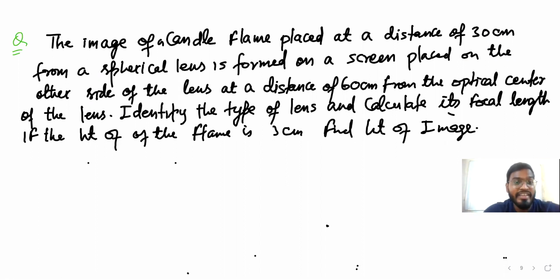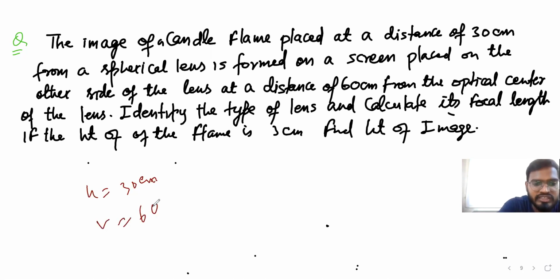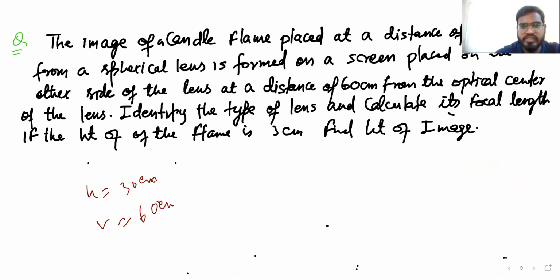Fine. Let's see now. The image of a candle flame placed at a distance of 30 centimeter. We leave now the sign and all. First write u and v. Then what? Image distance is what? 60 centimeter. Now think, which is positive, which is negative? Let's see.